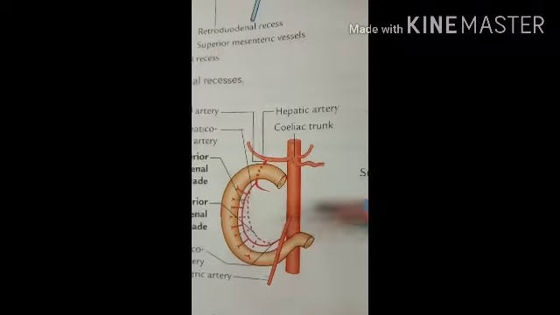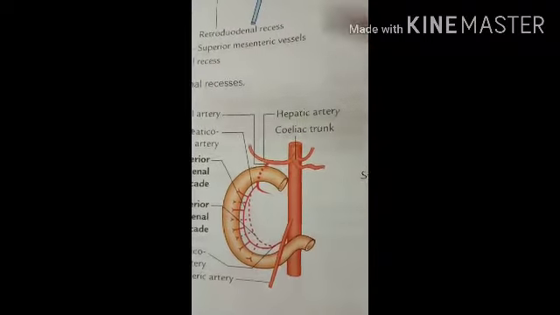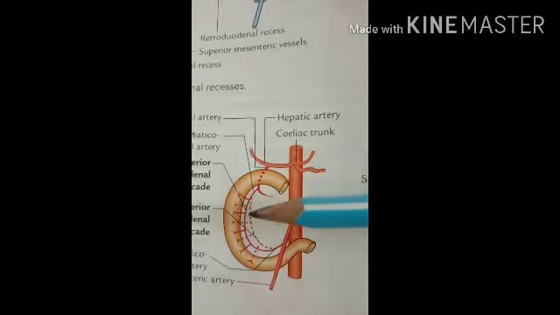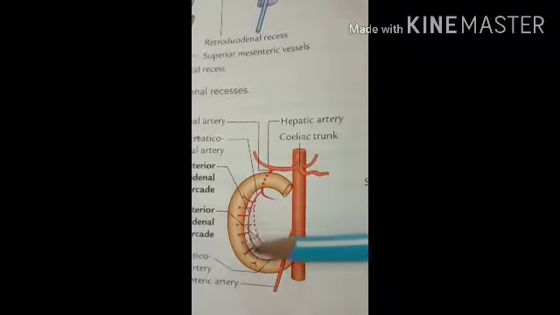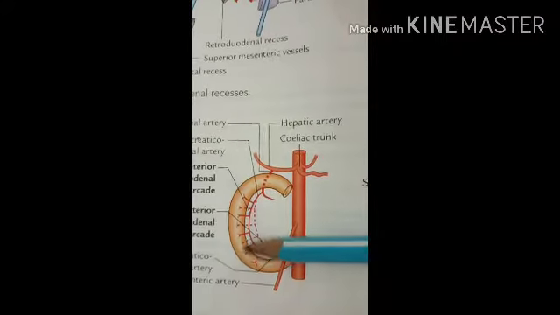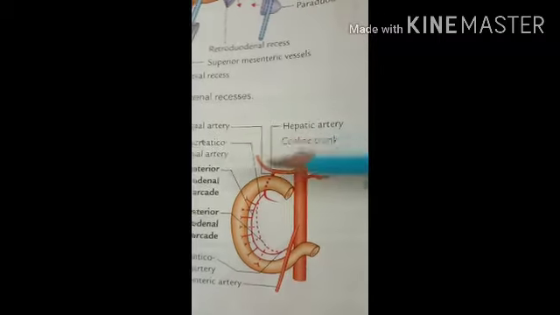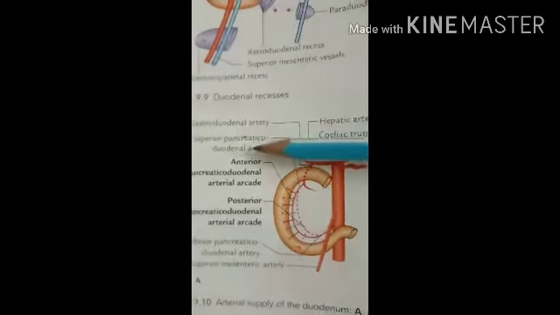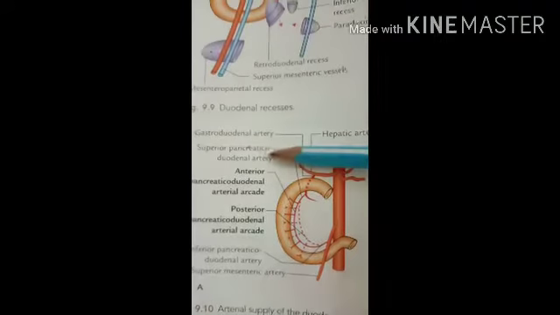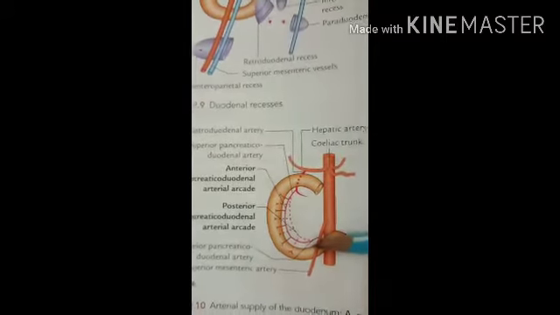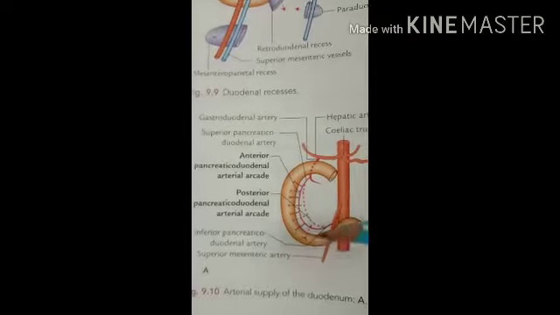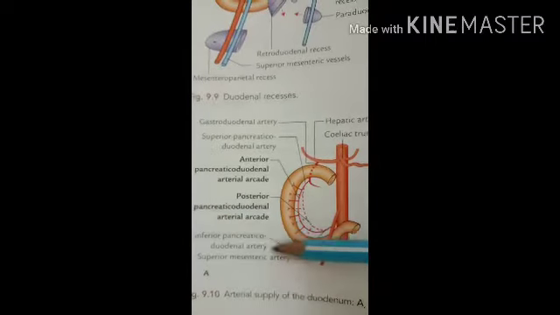So here in this diagram you can see the arterial supply. At the level above the pancreatoduodenal ampulla, you know that the pancreatoduodenal ampulla is present. Above it, the duodenum is supplied by the superior pancreatoduodenal artery, here you can see, and below it, it is supplied by the inferior pancreatoduodenal artery, this one.